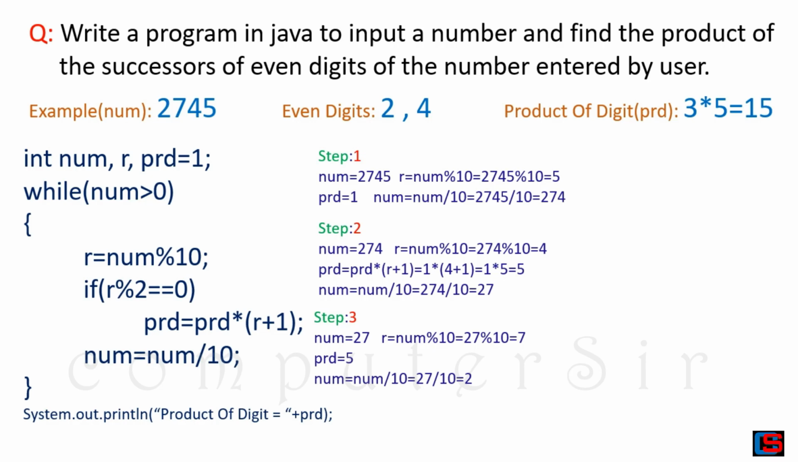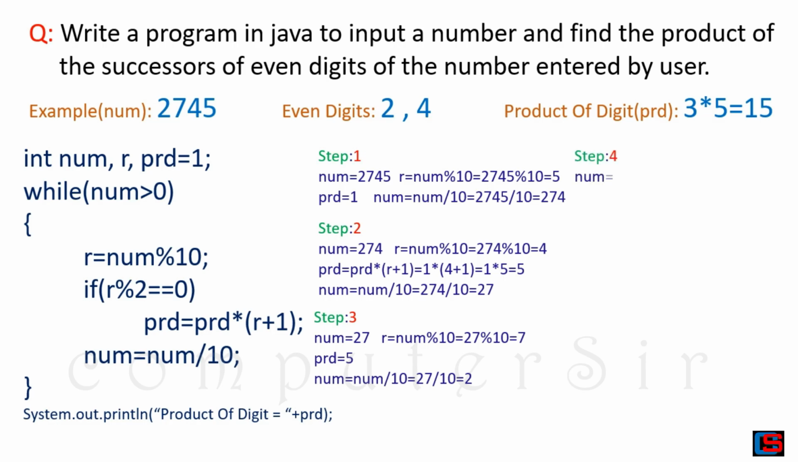the value of r becomes 7. As r is not an even number, in the if condition within the loop, 7 mod 2 is not equal to 0, so it is not going to execute the prd statement, which is prd equals prd into r plus 1, and prd remains the same. In step 2 prd is 5, so in step 3 prd remains the same, it is 5. Then after num equals num by 10, so 27 by 10, num becomes 2.